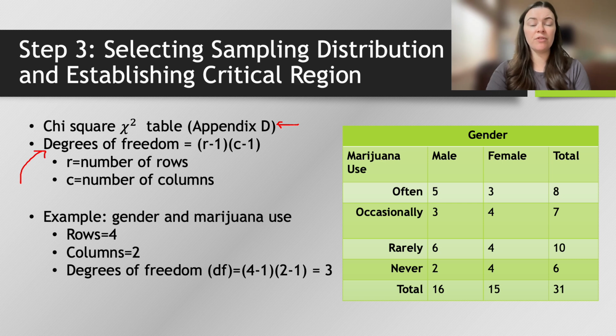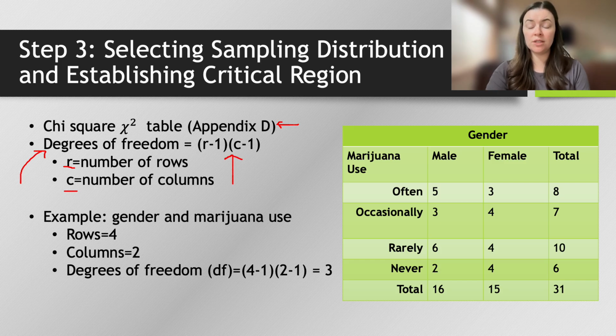And this is a term that refers to the number of independent values or quantities that can vary in a statistical calculation without violating any of our constraints. So in other words, degrees of freedom represent the number of values that are free to vary in a data set given certain restrictions. And the way that we go about calculating these is knowing our number of rows and our number of columns. The actual formula is listed here.